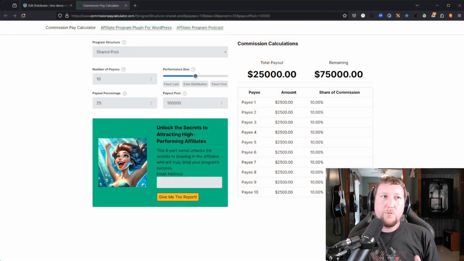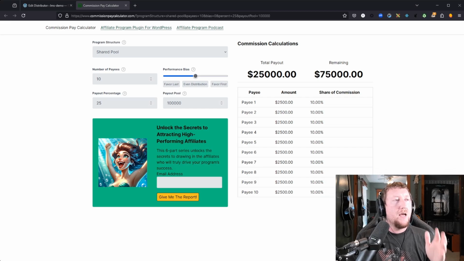But I think it's a little more useful to use something that will incentivize your different collaborators to do more. And a great way to do that is to use what I call a performance weighted pool. How a performance weighted pool works is instead of just paying an equal amount to every single collaborator that you're working with, it allows you to pay a weighted amount based on their performance. And this is represented by this performance bias right here.